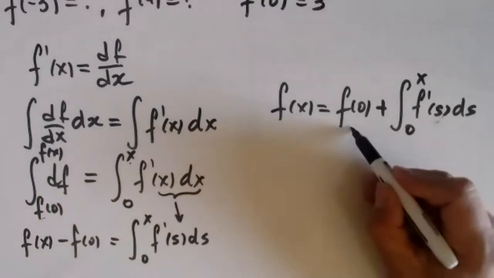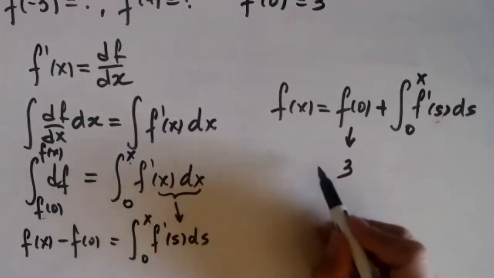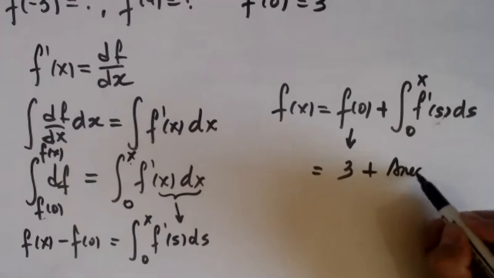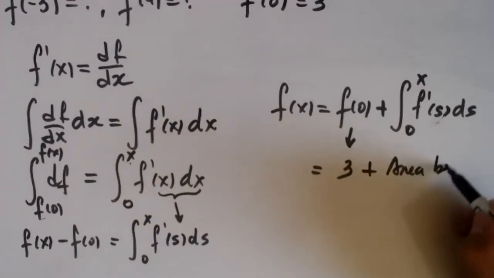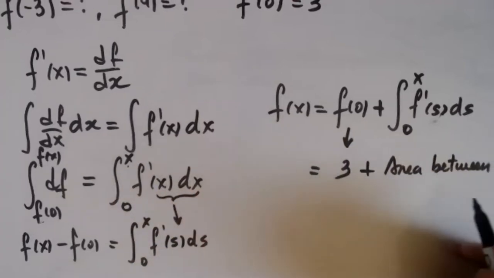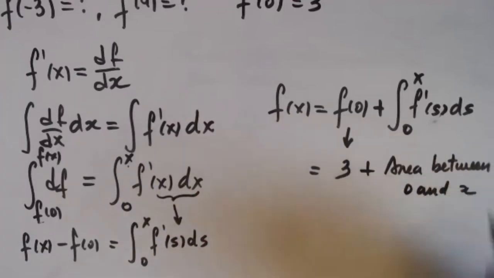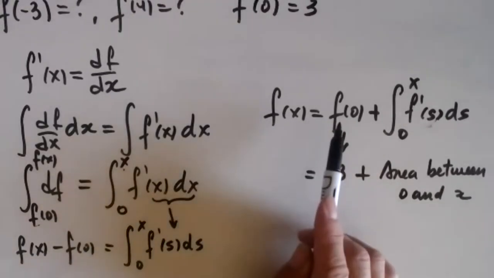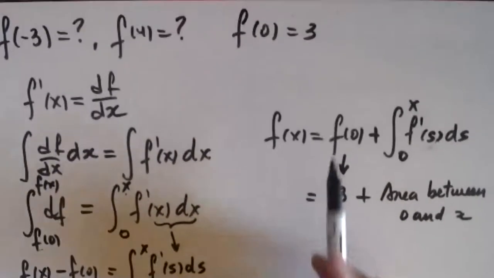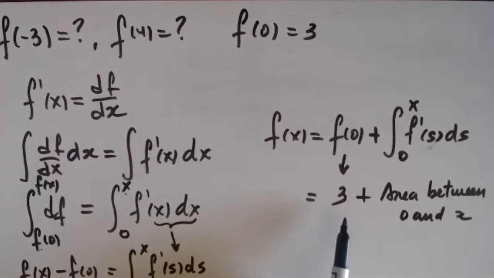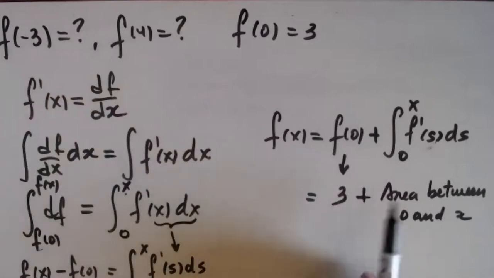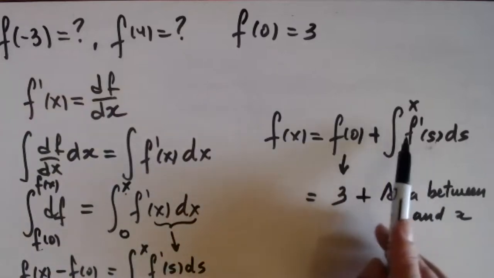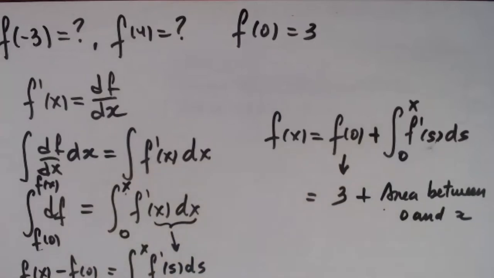Okay. Now, this is 3, correct? Plus the area between 0 and x. So everybody understands this? The f of x is going to be given by the value of f in 0, that is a 3, is right here. You see the 3. So it's a 3. And the integral is the area between 0 and x under the function f. It is the area under the line of this graph between 0 and x. So what I have to check here is the area.